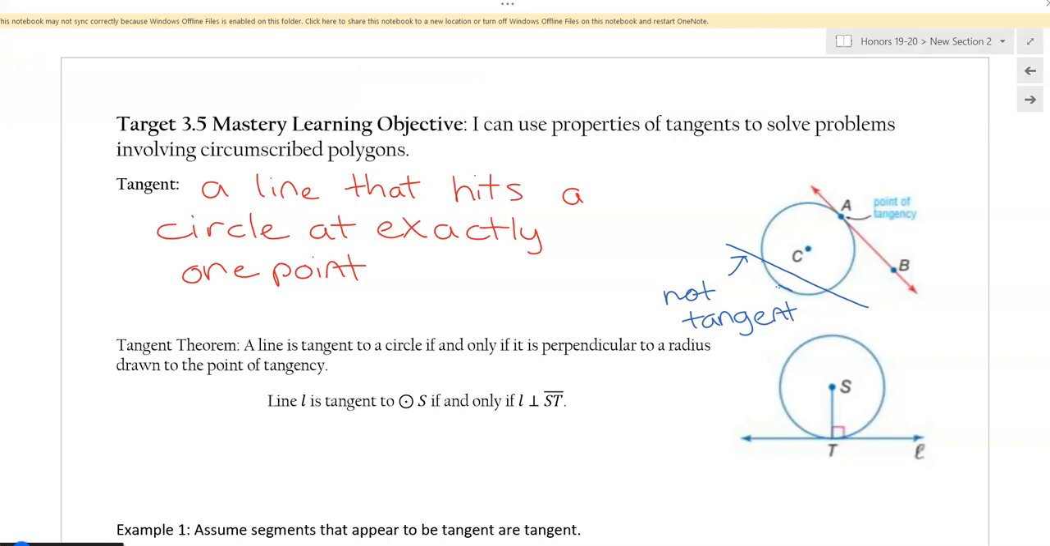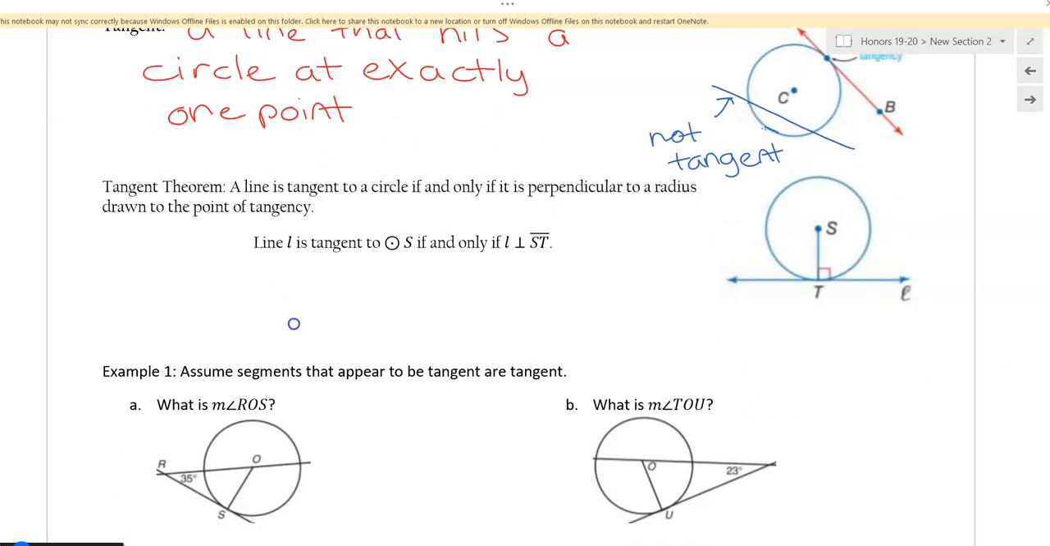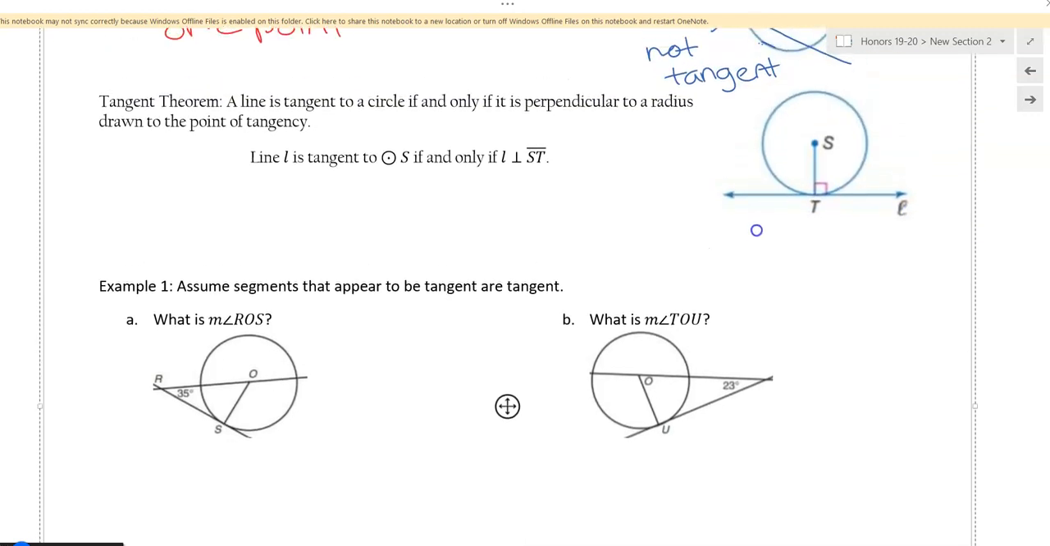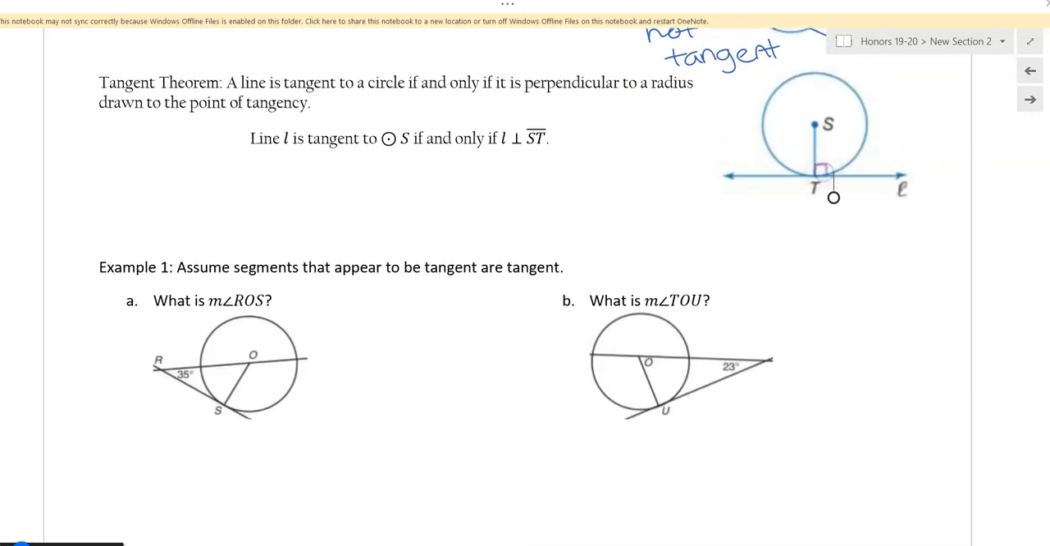So, the first theorem that we have for today is our tangent theorem. Our tangent theorem states a line is tangent to a circle if and only if it is perpendicular to a radius drawn to the point of tangency, C. So line L, this line, is tangent to this circle if and only if this is a right angle. So again, tangent lines create right angles. That's really the biggest part.